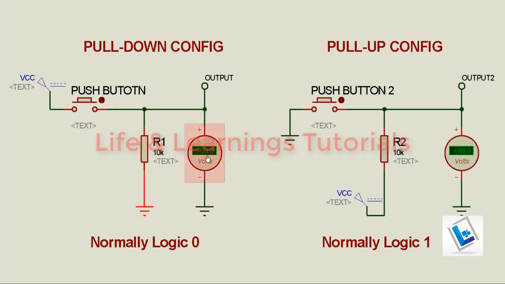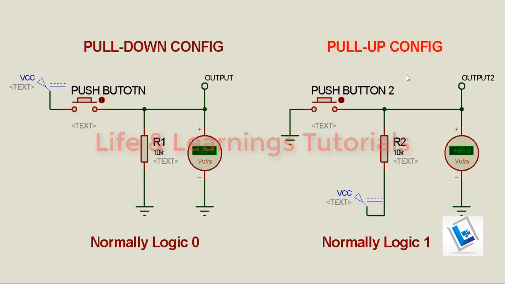I have connected a DC voltmeter to check the output voltage from this circuit when we press the button and when we release the button. And from this point we can connect this push button to our logic circuit or to a microcontroller. In pull down configuration, we will normally get logic 0 output when the push button is not pressed, and when we press this button, it will give a high signal.